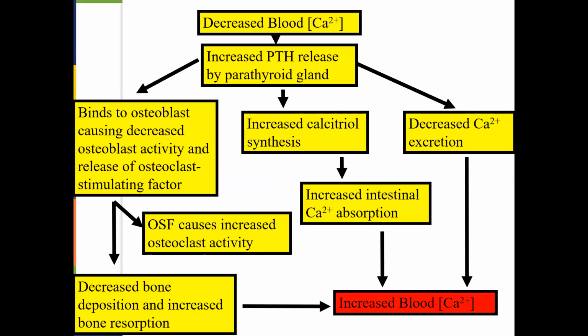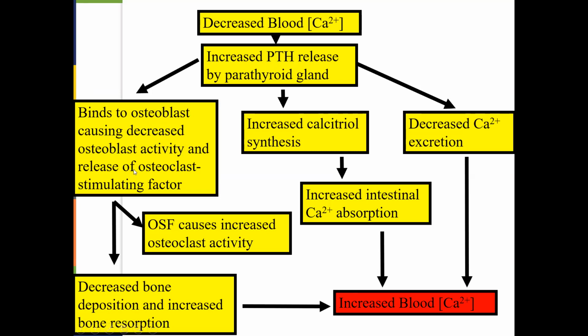And this is our flow chart. You'll see this now. You'll see it again in AP2. But there's our stimulus. Our stimulus is low blood calcium. Parathyroid hormone is released from the parathyroid glands. It stimulates the inhibition of osteoblasts and stimulates the activation of osteoclasts, causing the breakdown of bone.